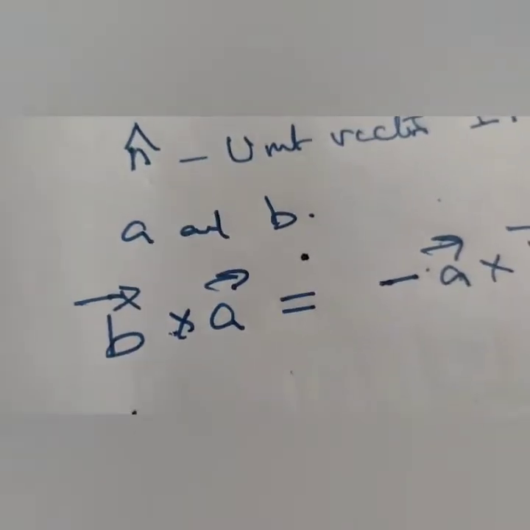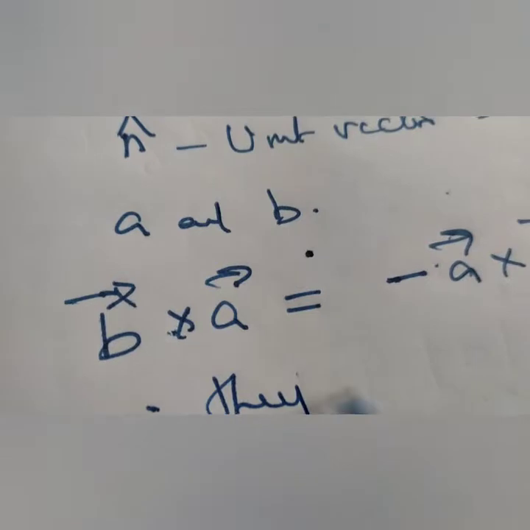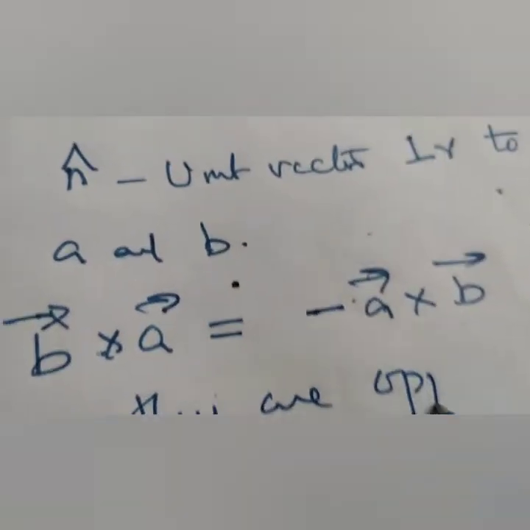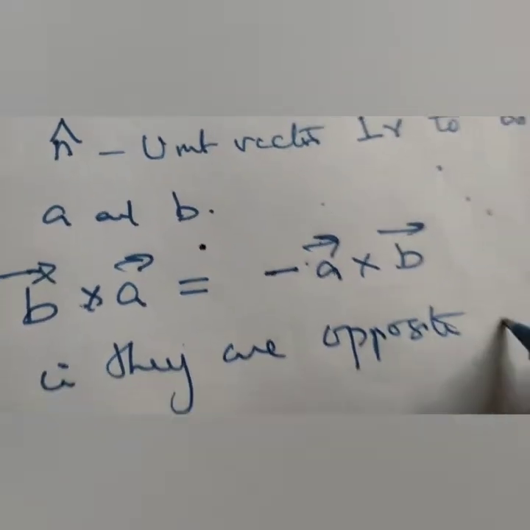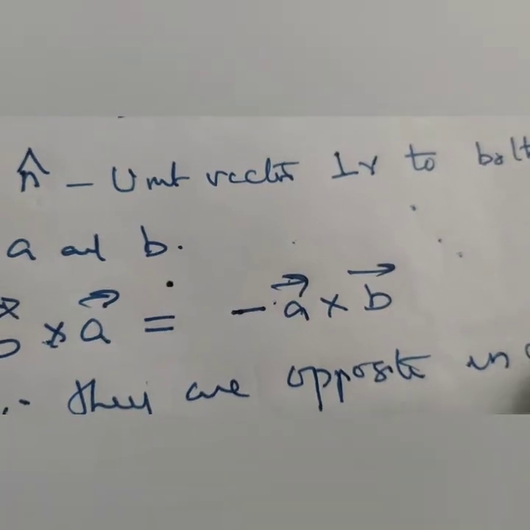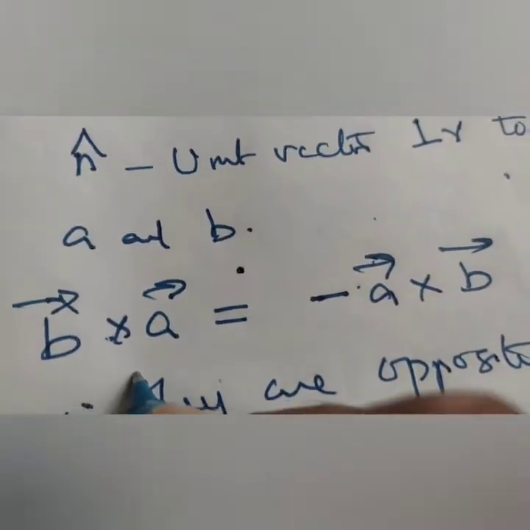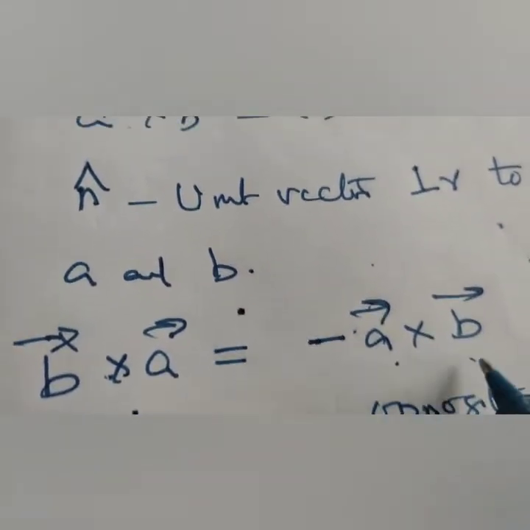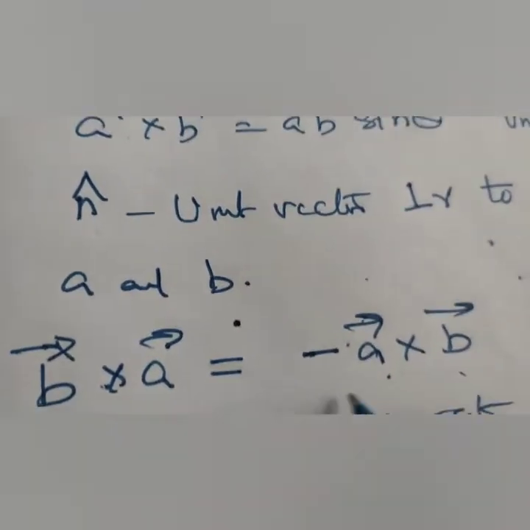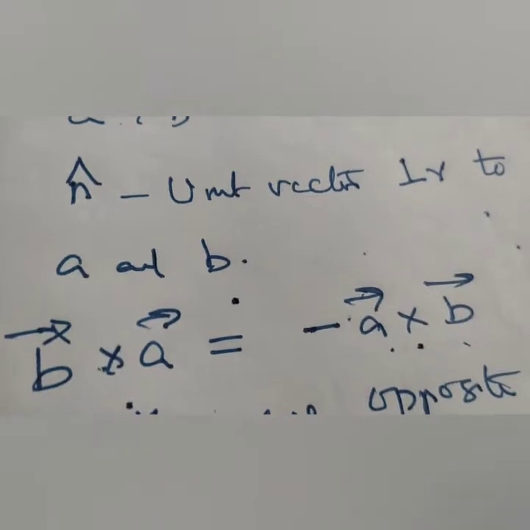That is, they are opposite in direction. So the directions of A cross B and minus A cross B are different, opposite. That is why the minus sign is here.